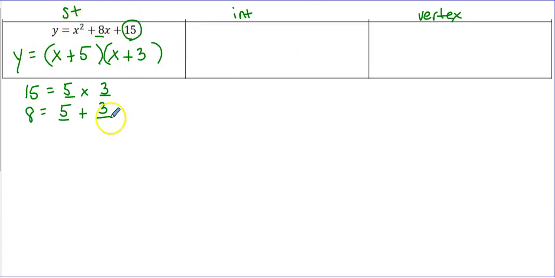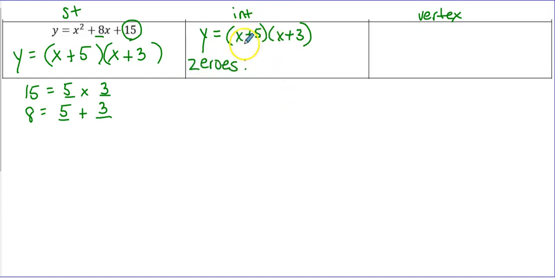So I've just factored this trinomial. If I multiplied it all back together, I would get this again. I would multiply the x times the x and the 5 times the x and so on and so forth. I could put it in box method, whatever. So the intercept form for this standard form is going to be y equals x plus 5 and x plus 3. And I just want to identify the zeros on all of these.